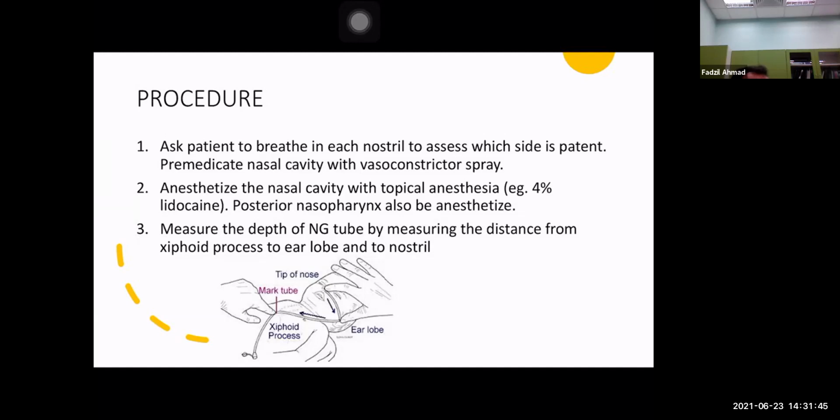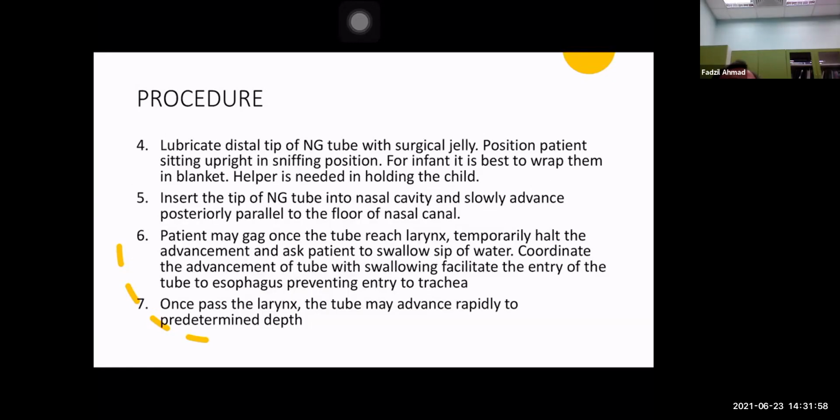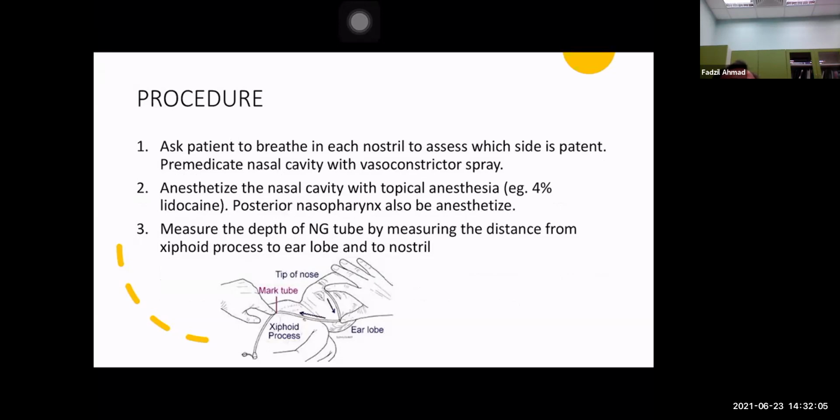And then we measure the depth of the NG tube. Basically, we take the distal part of the nasogastric tube and place it at the tip of the nose, and then we measure the NG tube to the earlobe, and then from the earlobe to the xiphoid process, and then we mark the length of the tube, which is the length that will be inserted.